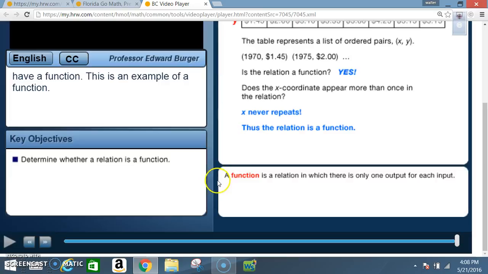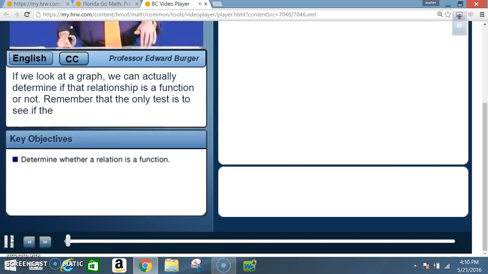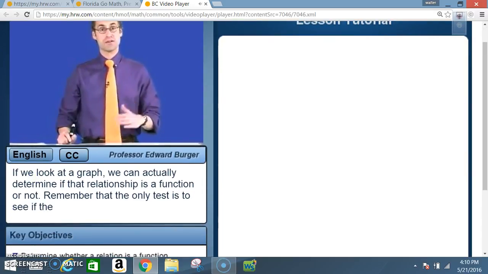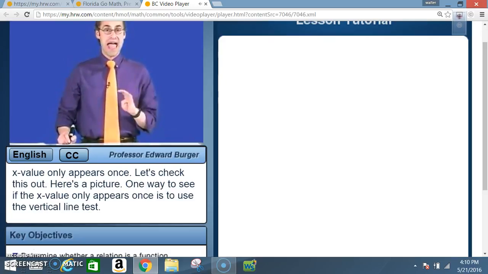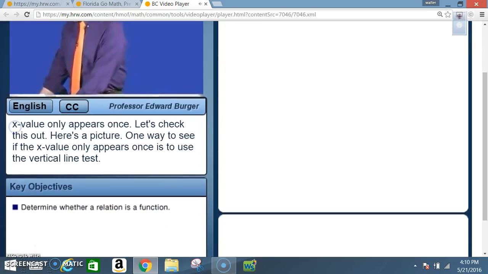Okay, if you haven't done so, for example 2, be sure to get this definition down. A function is a relation in which there is only one output for each input. If we look at a graph, we can actually determine if that relationship is a function or not. Remember that the only test is to see if, in fact, the x value only appears once. So let's check this out.